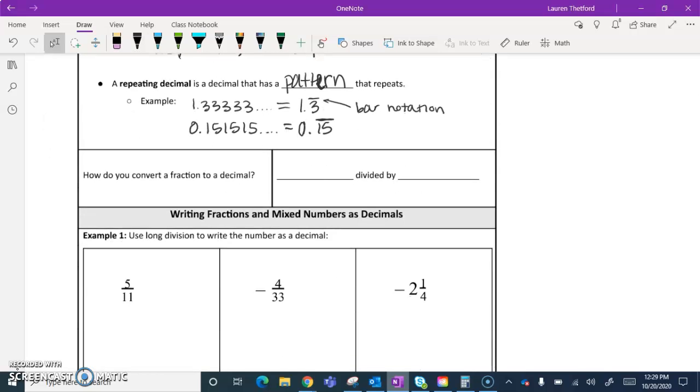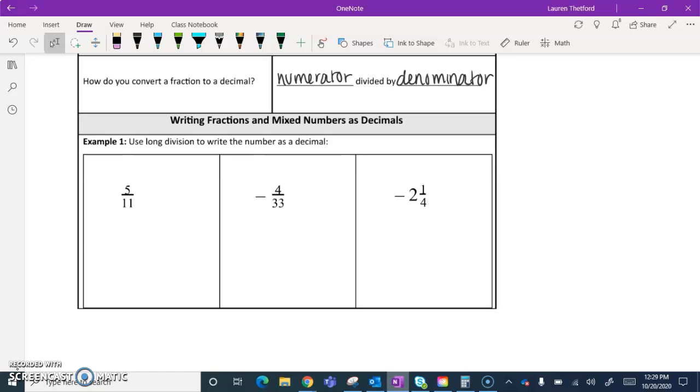So how do we convert a fraction to a decimal? We take our numerator and we divide it by our denominator. So let's look at a few examples. We're going to have to do long division. The dividend, or the number on top, which is also our numerator, is what goes on the inside of our long division bar. And I'm going to move that down here, because I have a feeling we're going to need it to be a little bit longer. And then 11 goes on the outside.